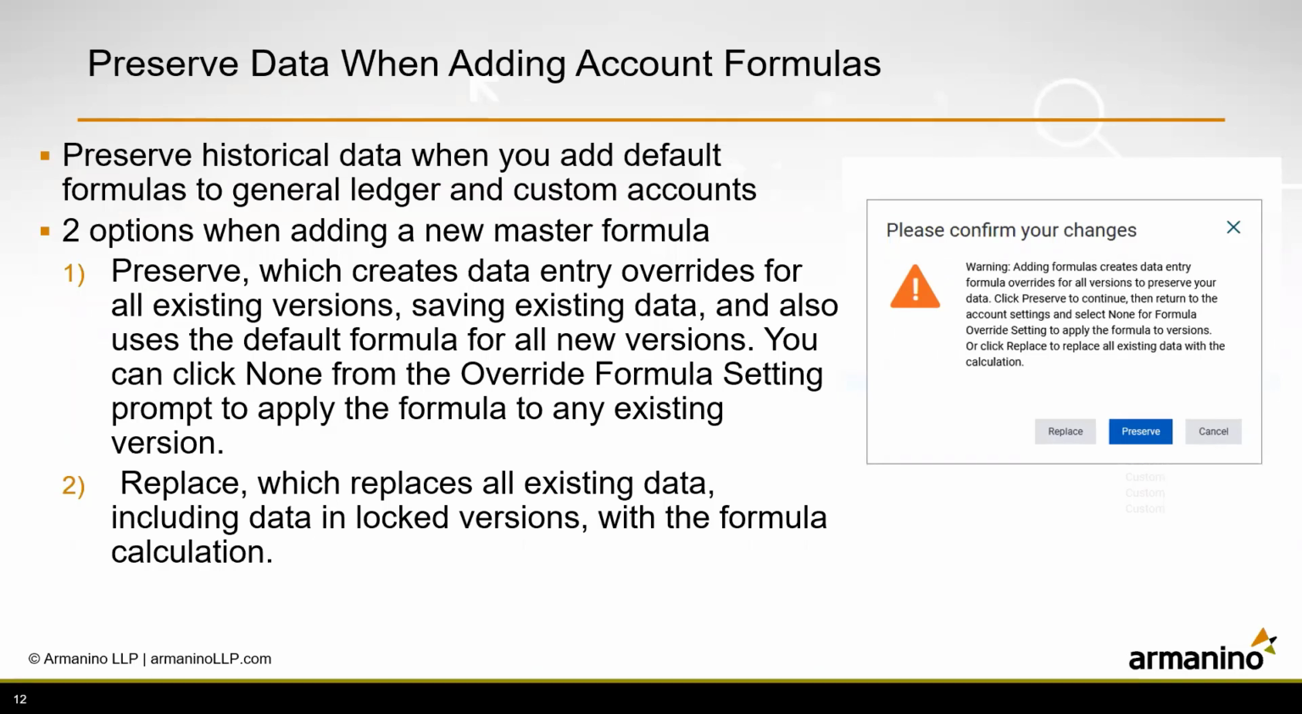So this is the sample screen that you will see if you go to create a new master formula on, say, a custom account or a GL account. After you've entered the formula into that formula assistant box and go to click save, this will be the second screen that you will see, and you have the ability to select either of these options or completely cancel out of that.